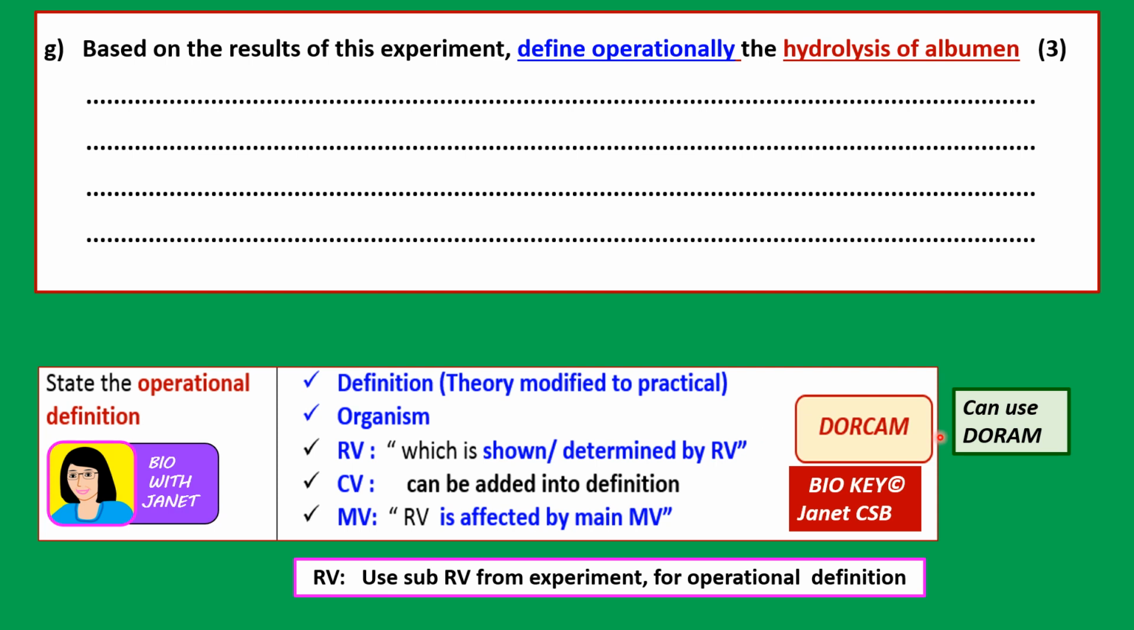Now, the acronym for operational definition is DOREM. Think of the word Doraemon, the cartoon character. D is for definition, O for organism, R is for RV, A is for affected by, and then M is for MV. So DOREM. Try and write down your own operational definition for the hydrolysis of albumin.